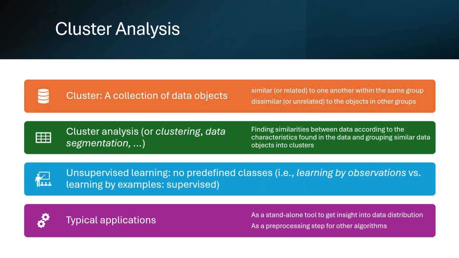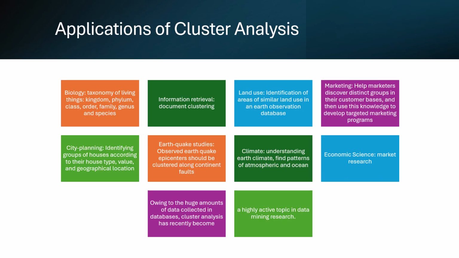In machine learning, recall that classification is known as supervised learning because the class label information is given. That is, the learning algorithm is supervised in that it is told the class membership of each training tuple. Clustering is known as unsupervised learning because the class label information is not present. For this reason, clustering is a form of learning by observation rather than learning by examples.